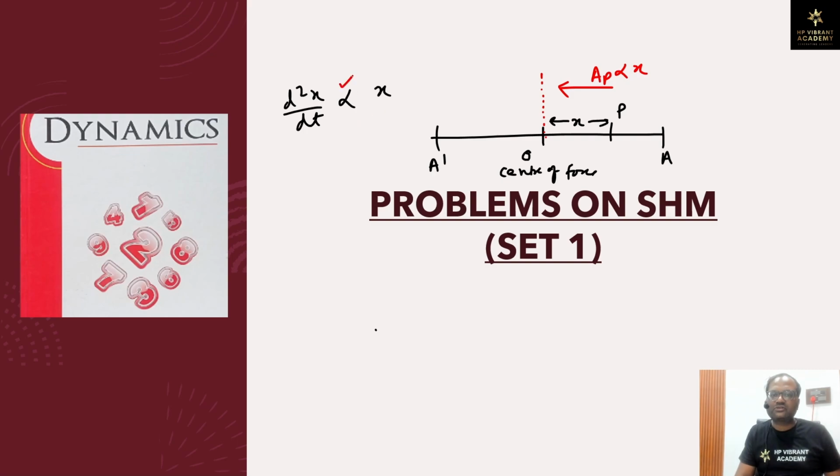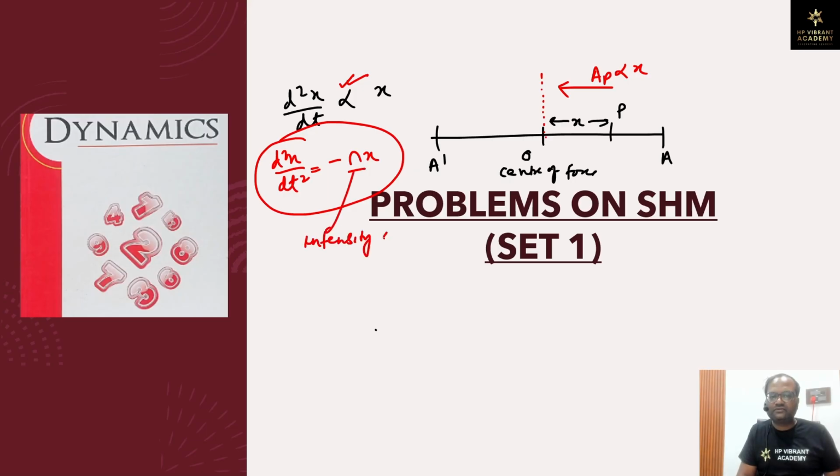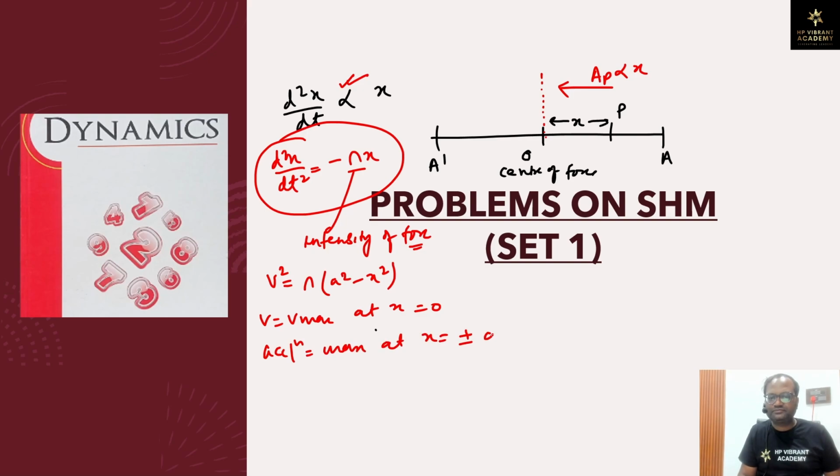On removing the constant of proportionality, we have d2x upon dt square is equal to minus mu x, and mu is the intensity of force. Also, we have seen the expression between velocity and displacement: v square is equal to mu times (a square minus x square). And we have seen that v is equal to v max at x is equal to 0, and acceleration is maximum at x is equal to plus minus a.